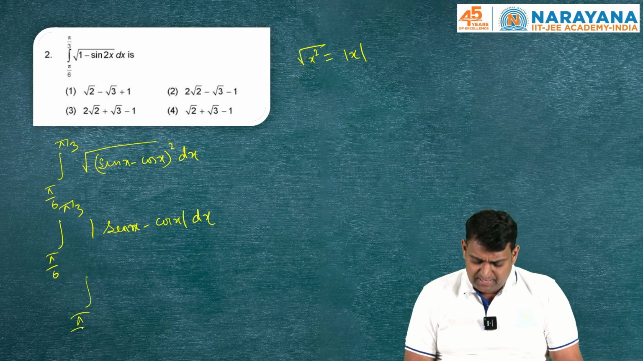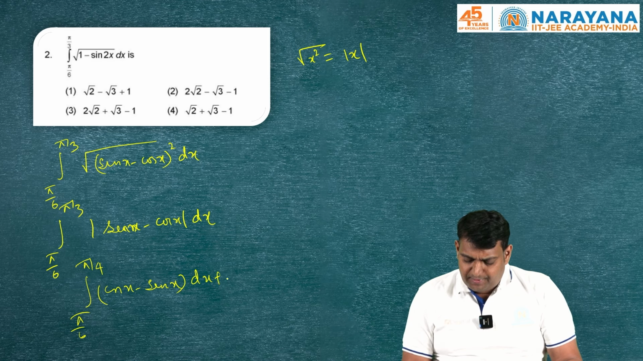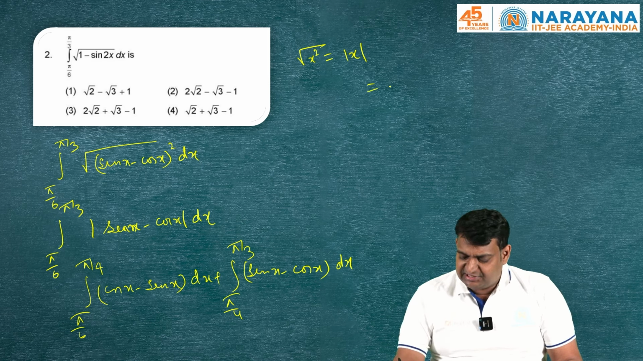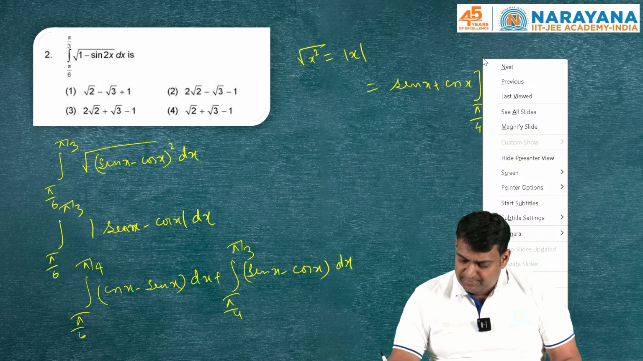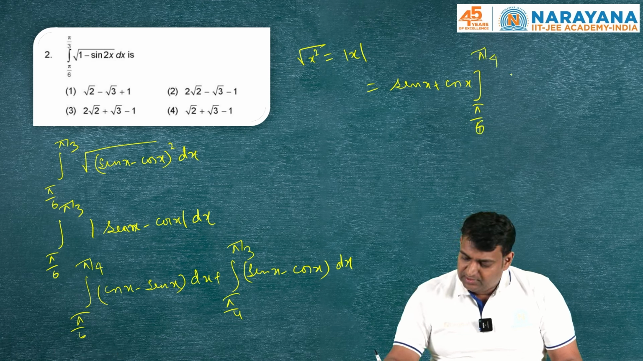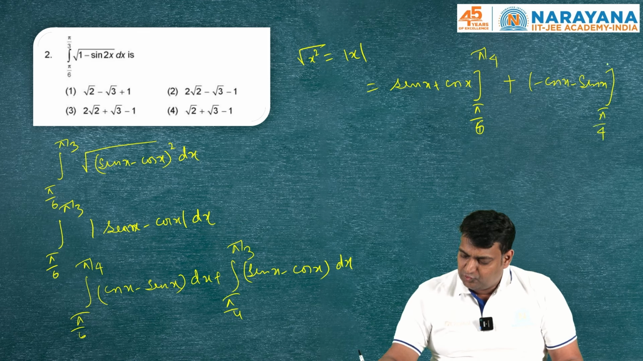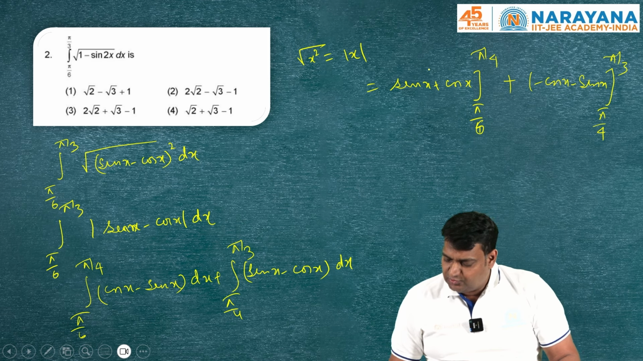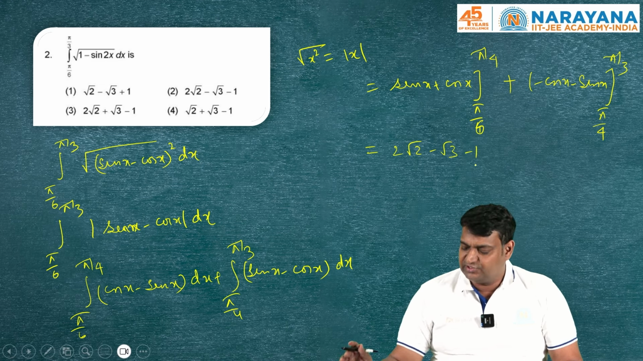Simply break the modulus. From pi by 6 to pi by 4, in this interval cos is more than sin, and from pi by 4 to pi by 3 sin is greater than cos. Now it's a very simple problem, just integrate. Cos x integration is sin x, sin x integration is minus cos x. From pi by 6 to pi by 4, and plus minus cos x minus sin x from pi by 4 to pi by 3. These are all standard angles, you know all these values, substitute and simplify. I had already done the calculation part: 2 root 2 minus root 3 minus 1 you will get. Just do the substitution and you will get the answer.